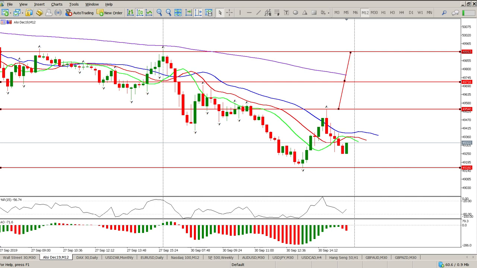Anyway, guys, that's my view at the moment. Cautious to the downside, cautious to the upside. Wait for price action to tell you what's going on. At this stage, pretty much all over the place.